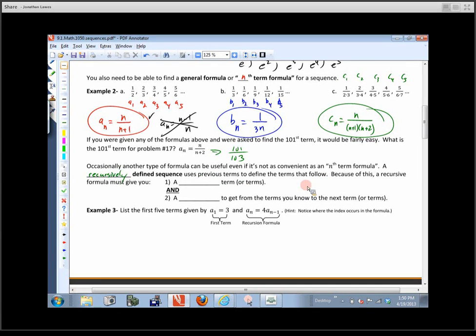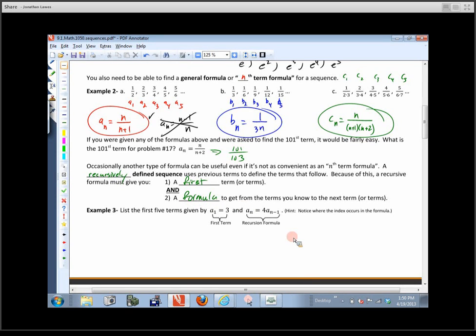So in other words, the new terms are defined in terms of the old ones. So you can't figure out the new ones unless you have the old ones, okay? And because of that, you've got to have 2 things in order to have a recursively defined sequence, okay? A first term, or terms, sometimes they'll need more than one, and a formula to get you from the terms you have to the terms you want to find.